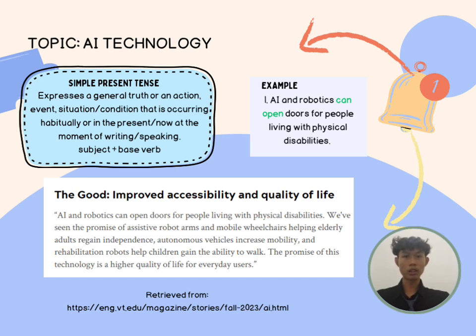For example, in our sentence, AI and robotics can open doors for people living with physical disability. We use the simple present to show this is something true and ongoing in today's world.